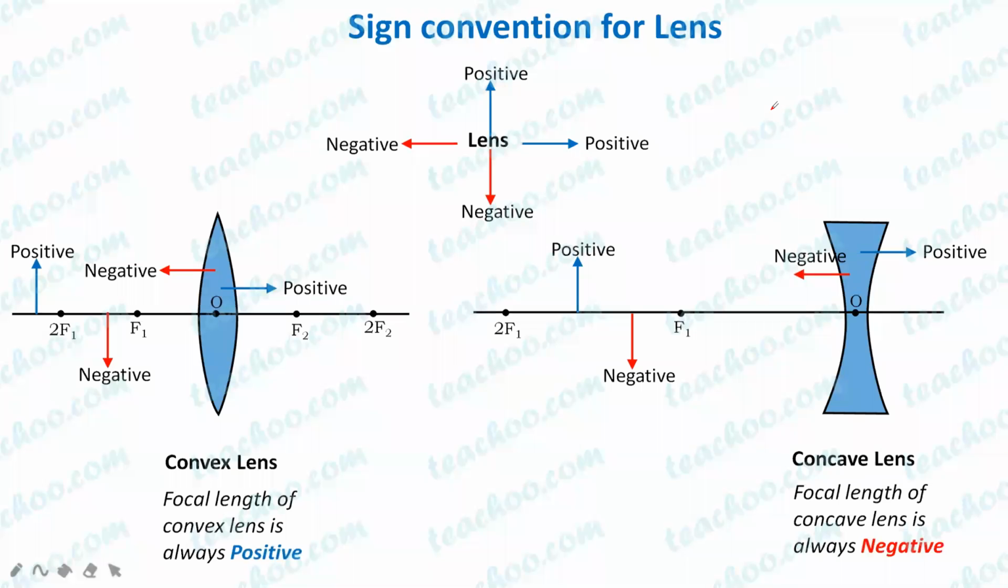Now sign convention for a lens. It is similar to the sign convention for a mirror. This is the center of the lens. Towards the right side, positive. On the upper side, positive. Towards the left side, it will be negative, and on the lower side, it will be negative. Here you have to remember that the focal length of a convex lens will be positive on this side. The focal length of a concave lens will be negative, that is on this side, left side.